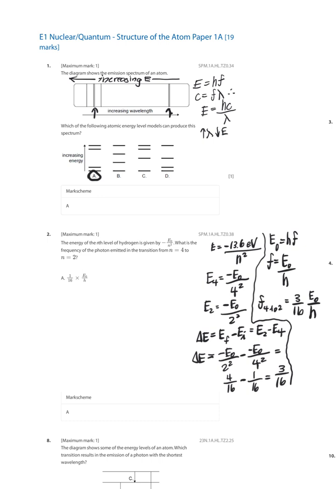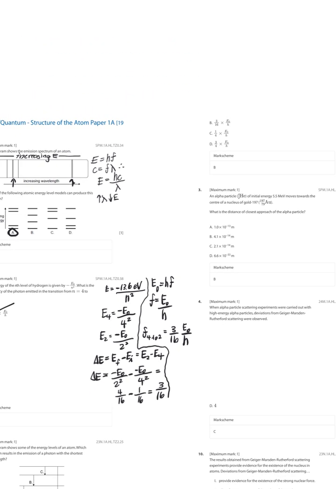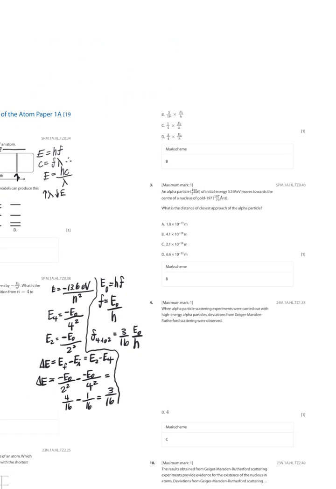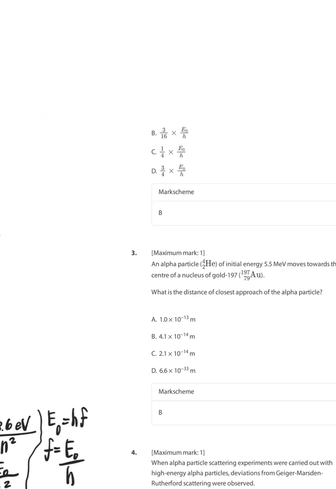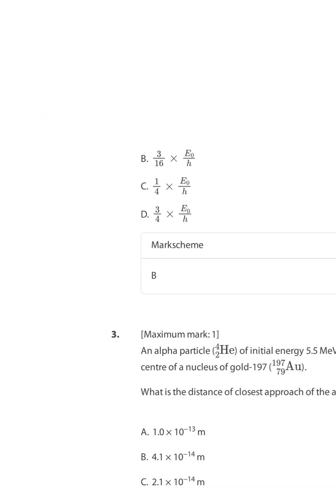But as for the frequency, we know that energy equals hf, so frequency is 3/16 of E naught over h. But the answer is broken for some reason, so it's not A, but we go over to these choices up here, and we see 3/16 E naught over h. So yes, the answer is B.